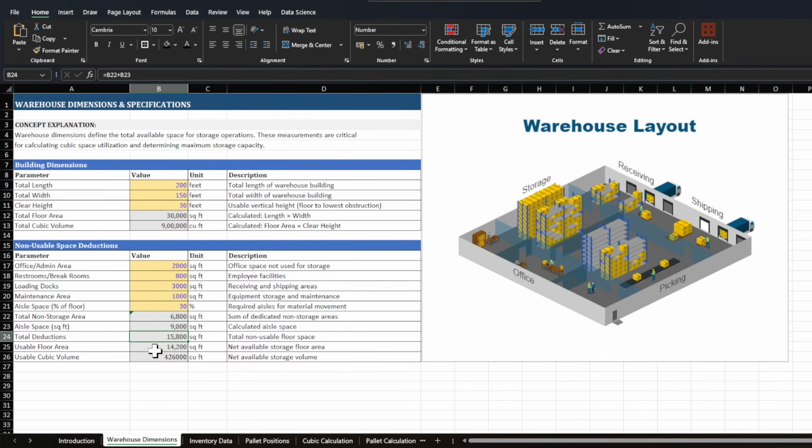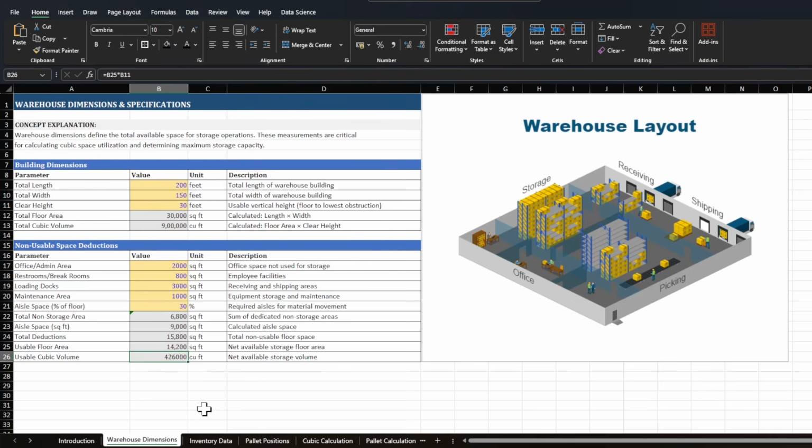Then there is a total deduction, which is the sum of total non-storage and aisle space. Then we subtract this number from the total floor area, which is 30,000 square feet. Then we get the usable floor area, which is 14,200 square feet. Then we need to convert this floor area into volume. If you want to convert from square feet to cubic feet, you need to multiply it by the height. So this was the floor area; if I multiply it by the height, I will get the cubic volume.